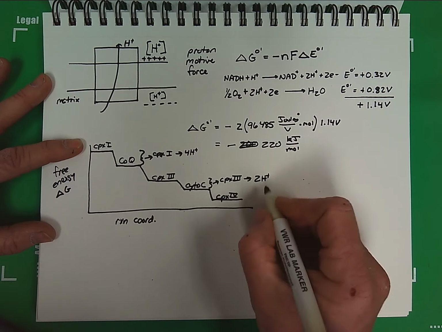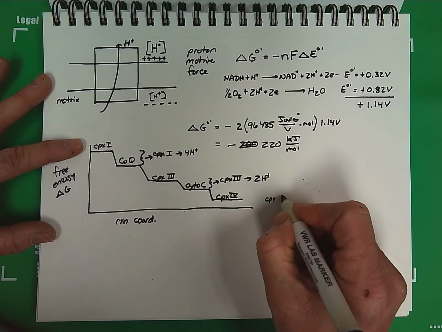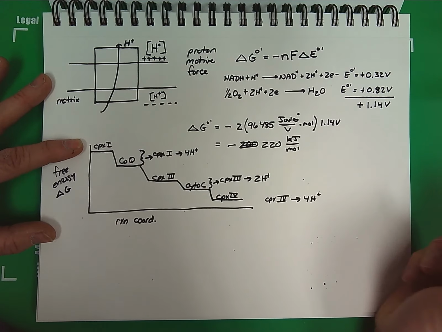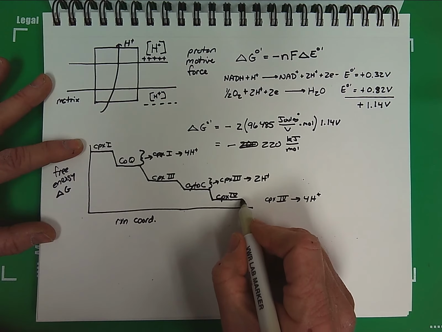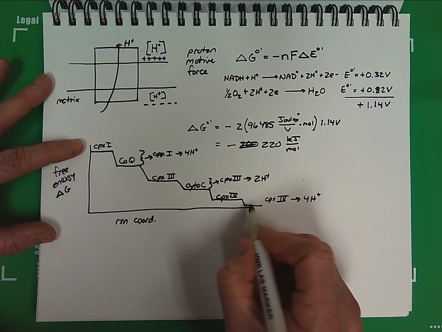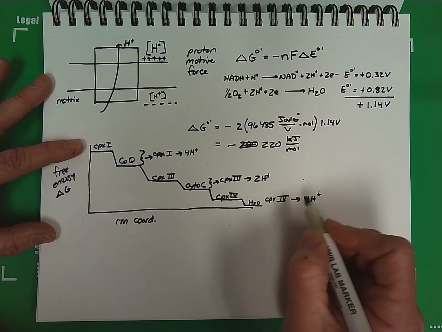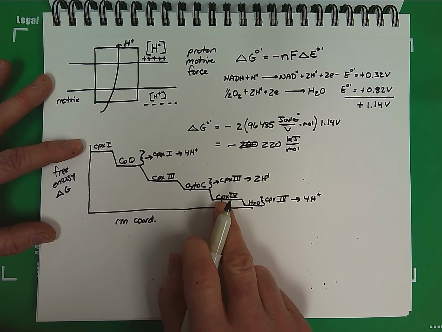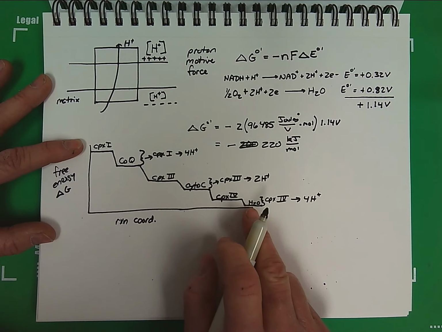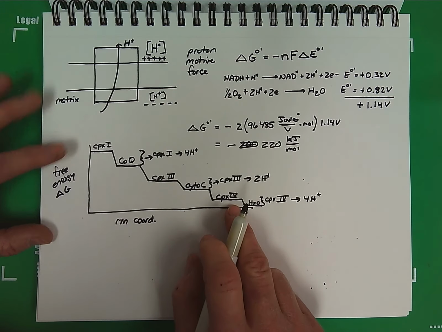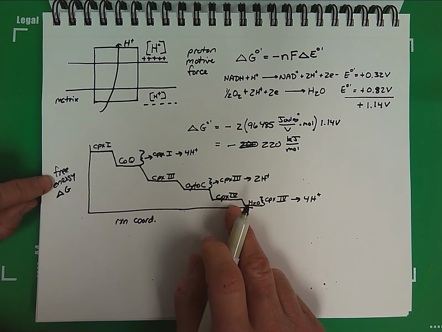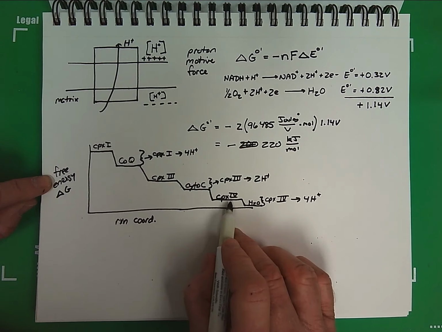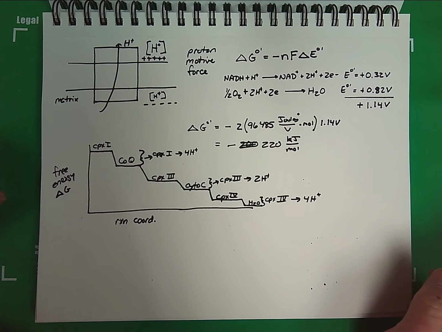And finally, complex 4 pumps 4 protons. Where does that energy come from? Well, consider the fact here that we are forming water. The difference between the electrons moving from complex 4 to water is giving off free energy. That energy is harnessed again, similar to before, by complex 4 to pump the 4 protons.